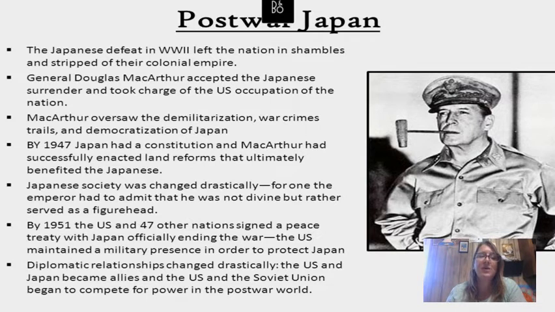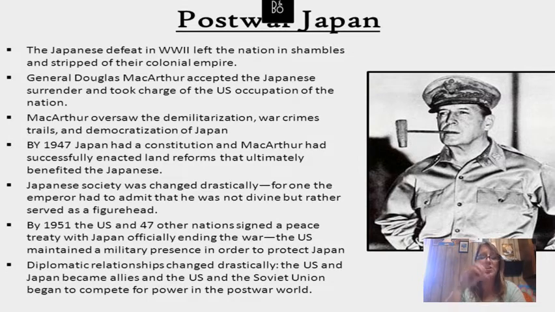So General Douglas MacArthur accepts the Japanese surrender. He takes charge of the U.S. occupation of the nation. MacArthur oversees the demilitarization. Pay attention to these words that I'm emphasizing. So he oversees the demilitarization of Japan. He oversees war crimes trials and the democratization, or Japan stopping being an empire and starting to become more of a democracy. By 1947, Japan has a constitution. MacArthur had successfully enacted land reforms that ultimately benefited the Japanese.